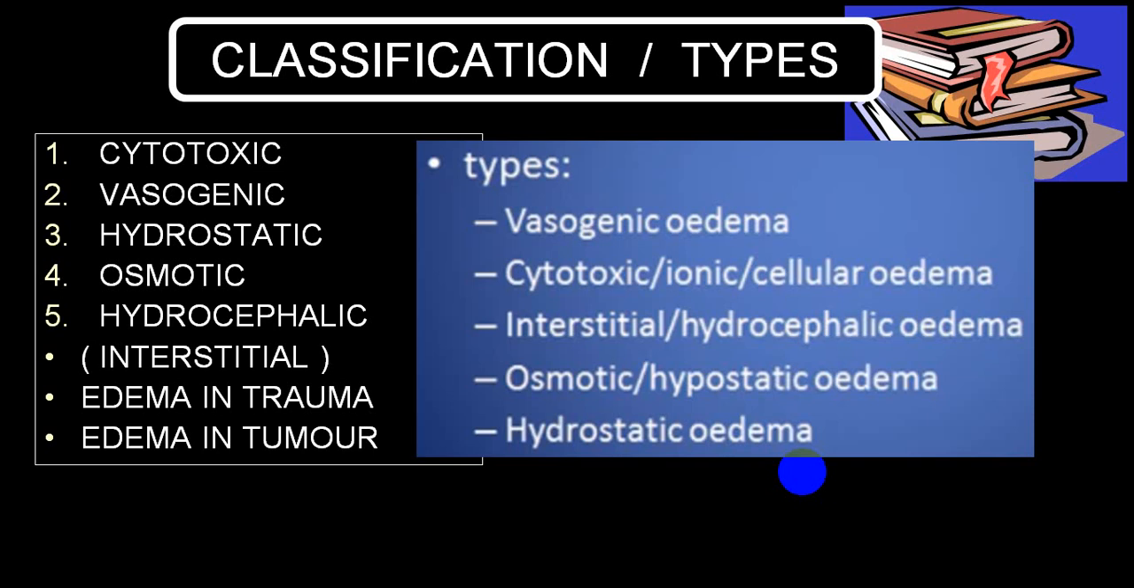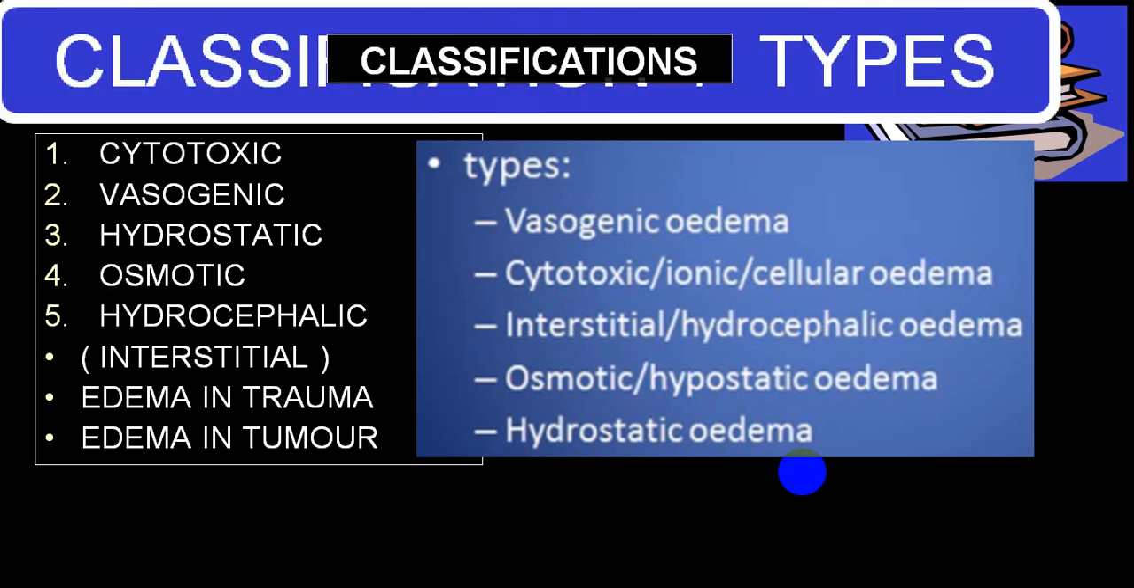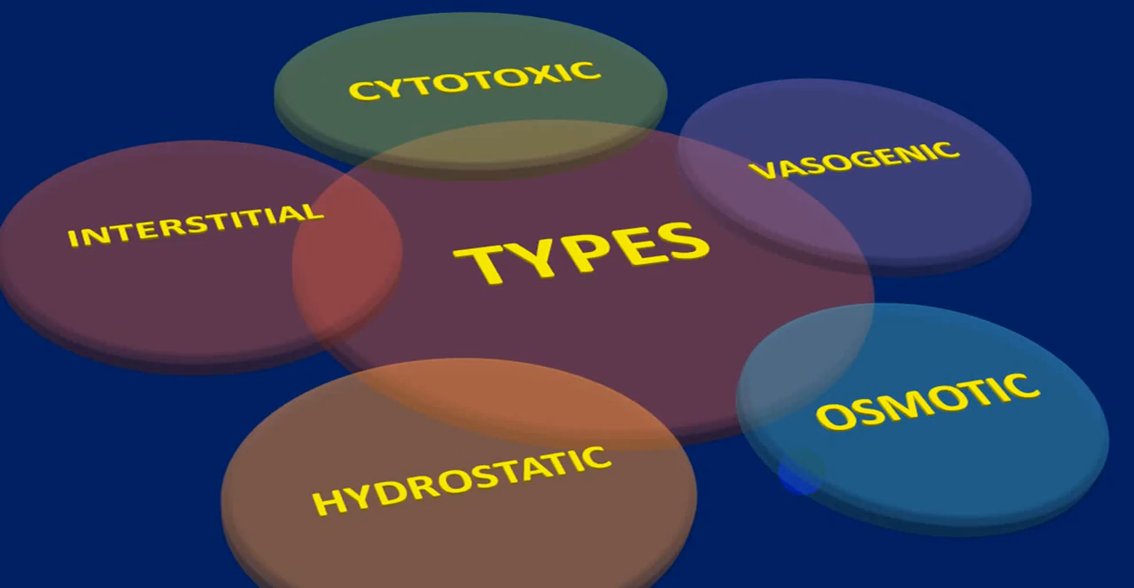But apart from these 5 groups, you can develop an edema due to traumatic injury and edema due to tumor, but a good number of times tumor and trauma will be indirectly a type of cytotoxic edema. So there will be a good number of times a mixture of cytotoxic plus vasogenic also. So we'll be going through those different varieties of edema. Basically we have 5 types: cytotoxic, vasogenic, osmotic, hydrostatic and interstitial. Interstitial is also called hydrocephalic edema.